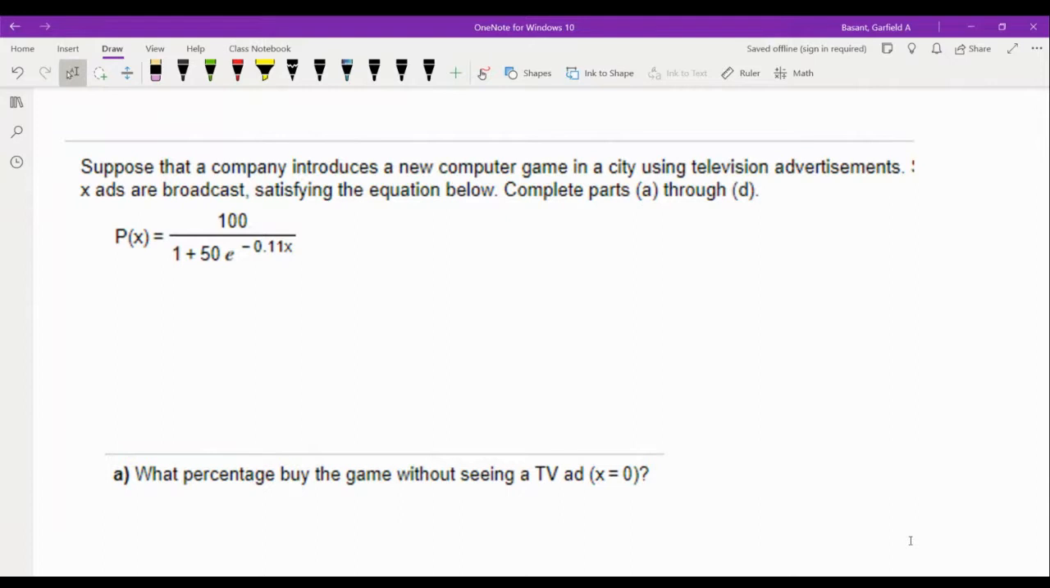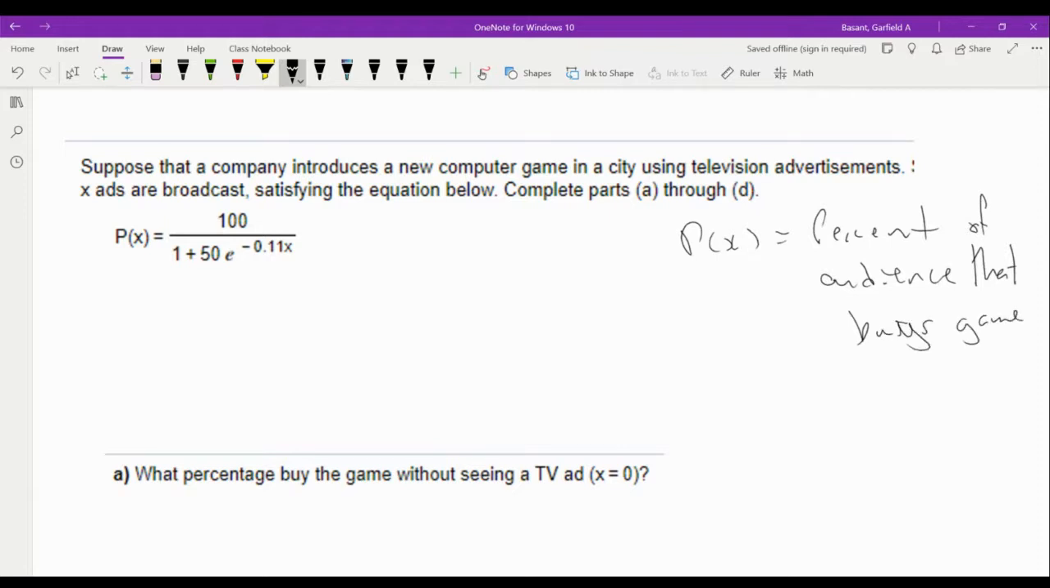So here they're giving us an equation. It's a percentage of the audience. So P of x here is the percent of audience that buys the game. They came up with a formula to determine the percentage of the population that's going to buy this game based on the television advertisement.